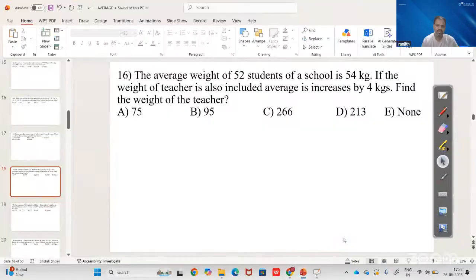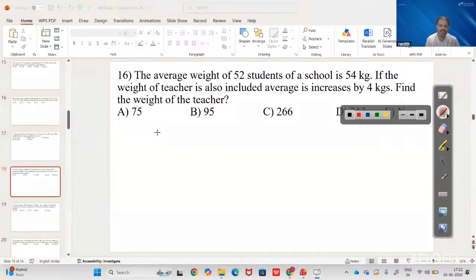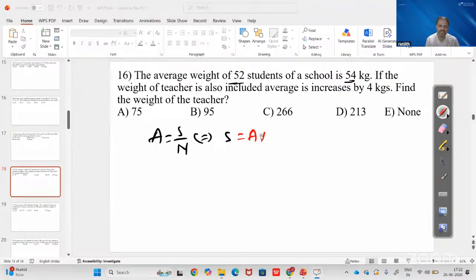266. So generally, what is the average formula? Average will be equal to sum by number. So we know the average, we know the number, then the sum equals average into number. So that will be equal to 52 into 54, which is equal to 2808.